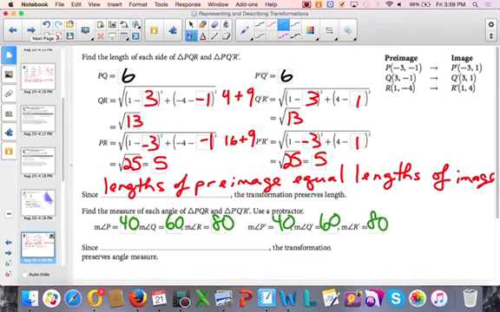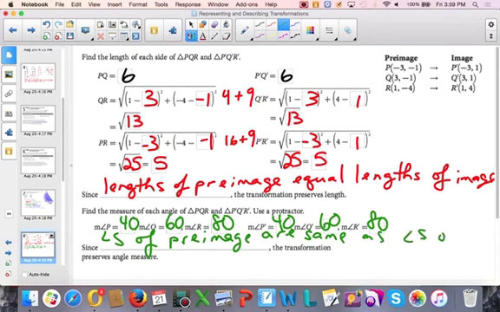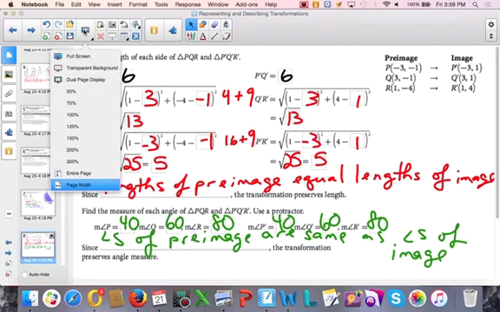So once again, since angles of the pre-image are the same as angles of the image, the transformation preserves angle measure.